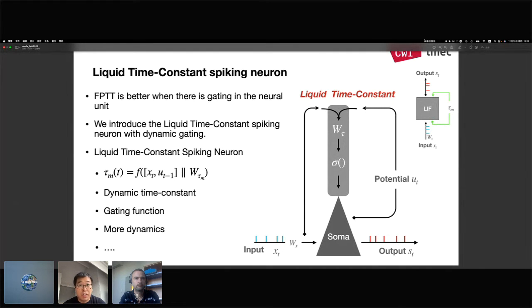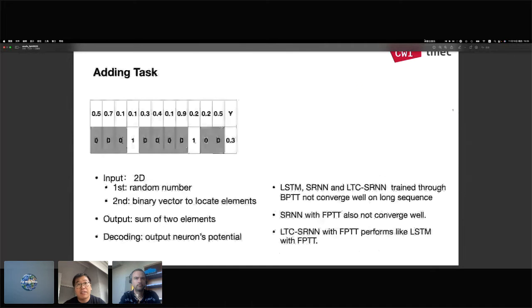So we want to verify our idea. We use the adding task as a toy task to verify our LTC neurons and FPTT. In the adding task, we have two-dimensional inputs. The first dimension is a floating number from 0 to 1, and the second dimension is a binary vector with only two ones. They may locate at two elements. We want to add them up at the end.